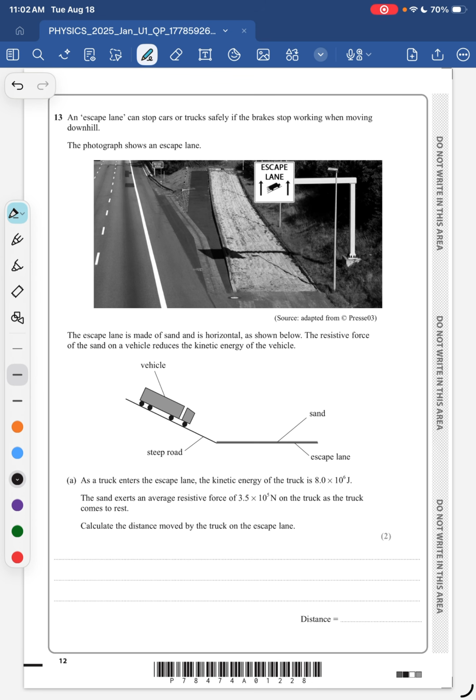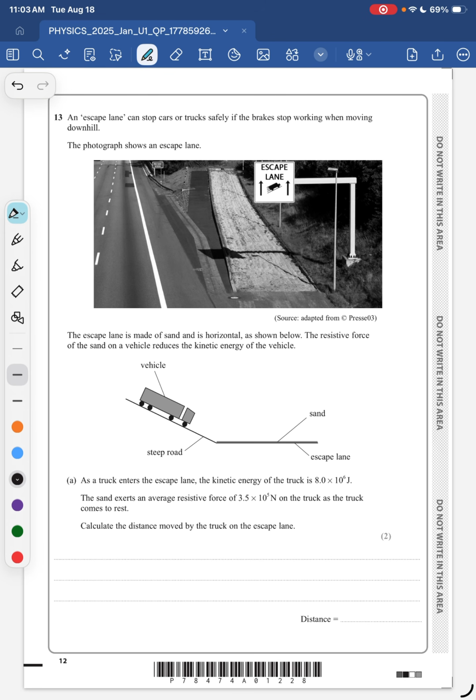Anyway, so the escape lane is made of sand and is horizontal as shown below. The resistive force of the sand on a vehicle reduces the kinetic energy of the vehicle. Question A, as a truck enters the escape lane, the kinetic energy of the truck is 8 times 10 to the 6 joules. The sand exerts an average resistive force of 3.45 times 10 to the 5 newtons on the truck as the truck comes to rest. Calculate the distance moved by the truck on the escape lane.